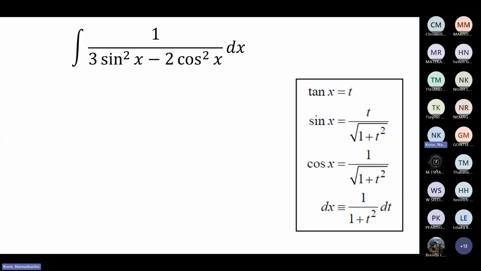Is it that difficult? Do you need more time or should we do it? Just 30 seconds, sir. Can I give it a shot? Yeah, please do. The final answer? The final answer is minus 1 over 6 arc cos into the square root of 3 tan x over square root of 2 plus c.